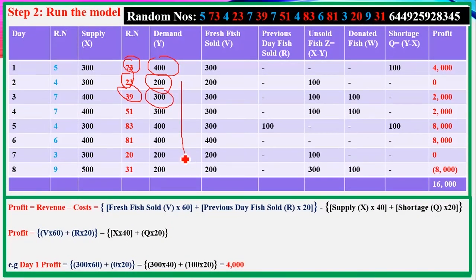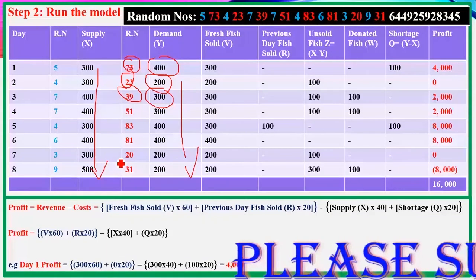So you proceed all the way to below values there, like that. So that is how you get the demand and the supply using the random numbers that we have obtained. The next thing that we need to get, remember, what we are trying to get is the profit.